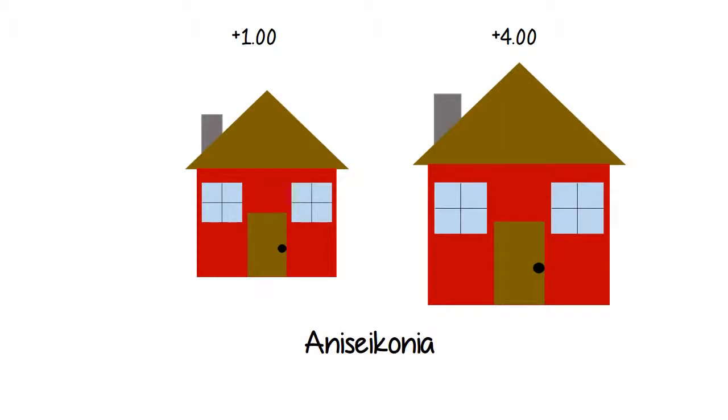Aniseikonia is a problem that can be caused by anisometropia or antimetropia. Aniseikonia is when the sizes of the retinal images in each eye don't match up. For instance, in this case, the patient has a correction of +1 in one eye and +4 in the other. Now, we know that plus lenses magnify an image and minus lenses minify. So the +1 lens will magnify a bit, but the +4 lens will magnify much more.